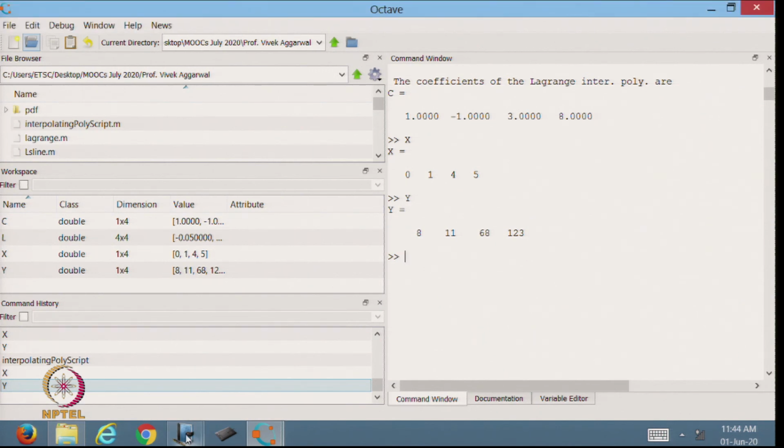Today we have started with the parabolic fit, and then we have done one example, and then we have started with the MATLAB code or the Octave code for doing such type of problems numerically with the help of MATLAB. So, we will continue with this one.